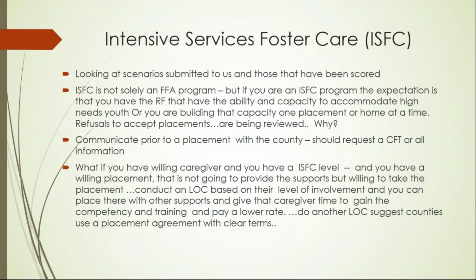So that's sort of the context for ISFC, and I will leave it at that and see if there are any more questions at the end of this presentation.